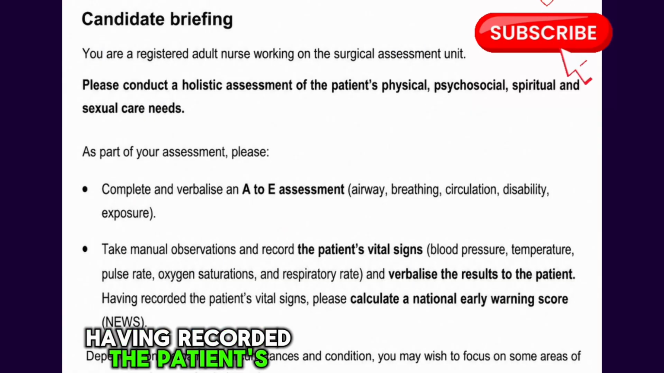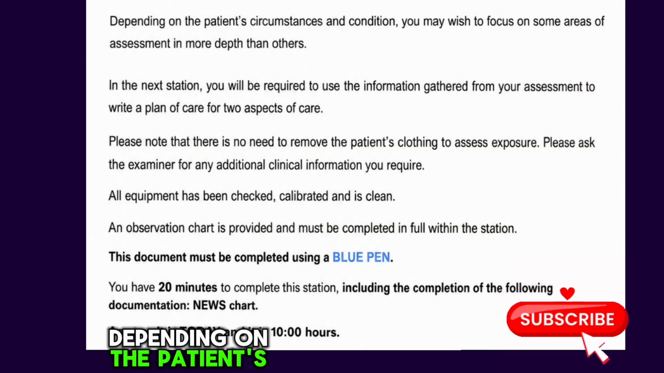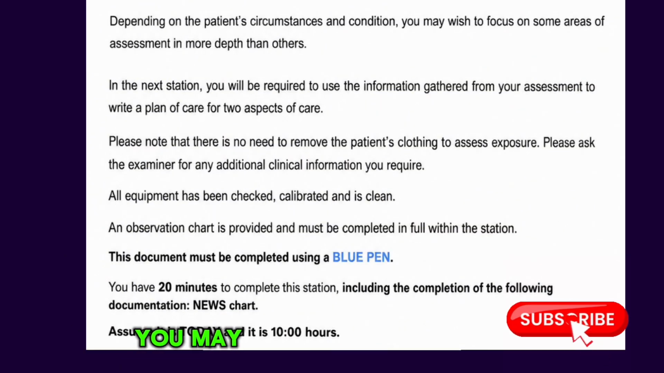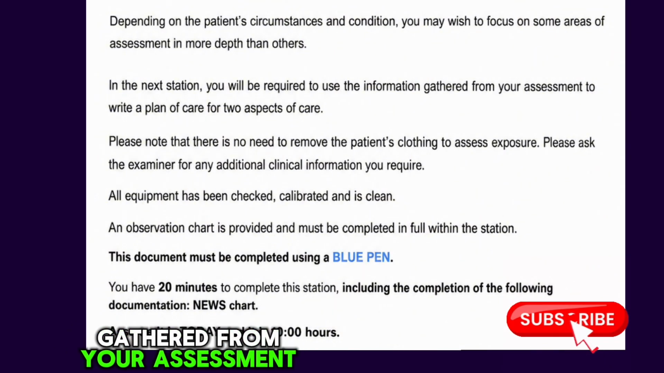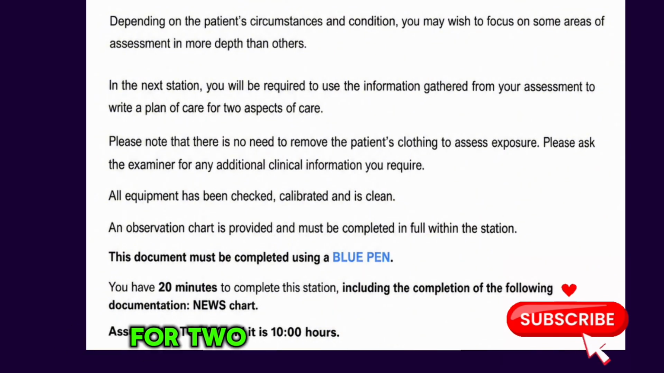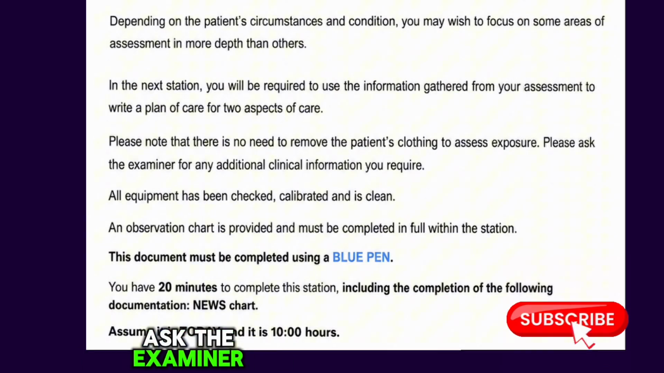Having recorded the patient's vital signs, please calculate a National Early Warning Score, NEWS score. Depending on the patient's circumstance and condition, you may wish to focus on some areas of assessment in more depth than others. In the next station, you will be required to use the information gathered from your assessment to write a plan of care for two aspects of care. Please note that there is no need to remove the patient's clothing to assess exposure. Please ask the examiner for any additional clinical information you require.